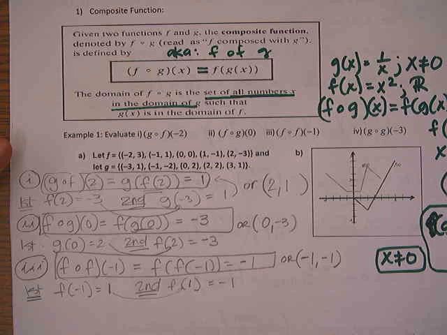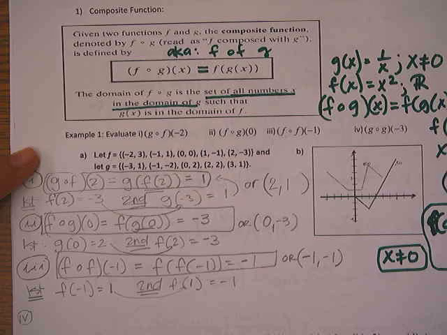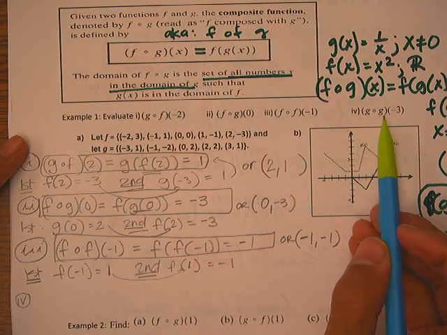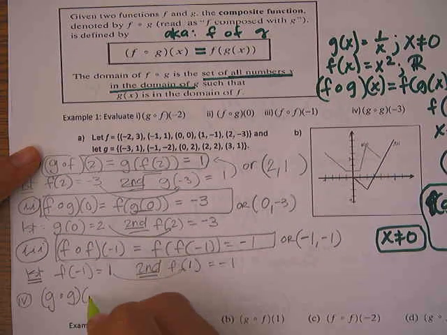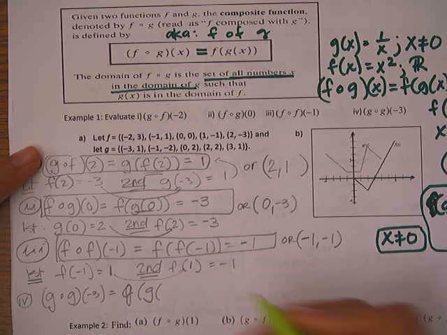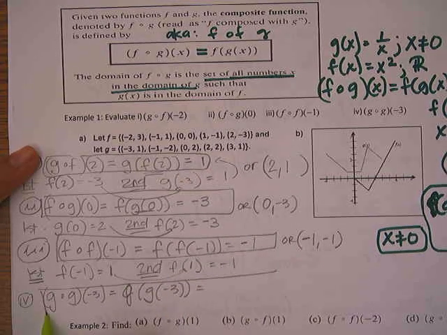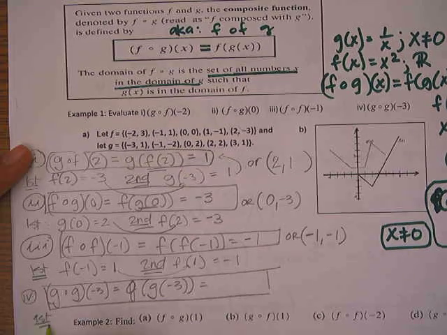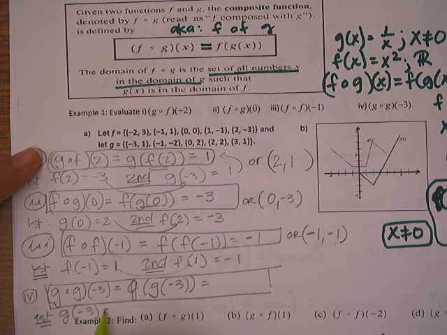Now, last one, number 4. It says I would like for you to do g composed with g of negative 3, which is equivalent to g of g of negative 3. Let's box this up. First step, we are going to find the inner component, g of negative 3.